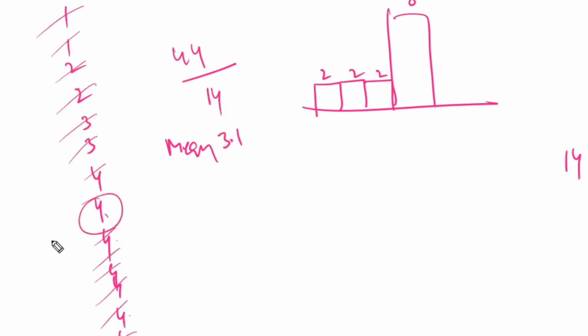How do we get that? 14 plus 1 divided by 2, which is 7.5, meaning the average of the 7th and 8th positions. The average of the 7th and 8th position values is the center position value.